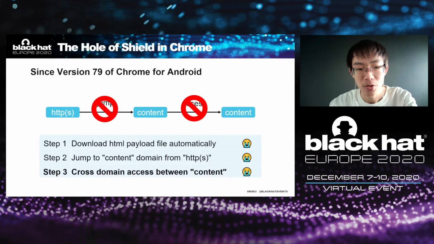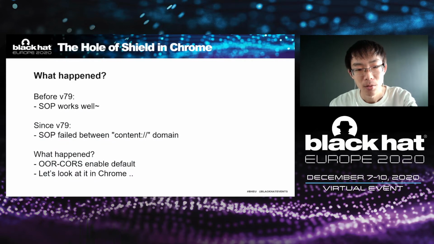But during our research, we found that the restriction in step 3 disappears after an update of Chrome. What happened? Why did the CORS check between content domains fail since version 79? This is due to a change of CORS implementation named OOR-CORS. Let's learn more about it.